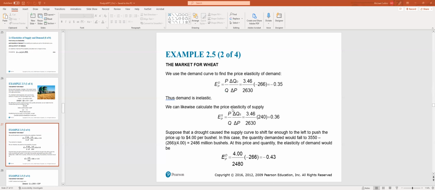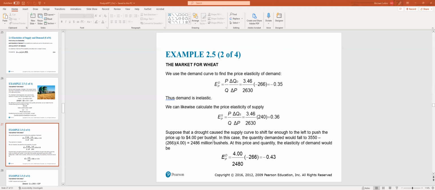We can likewise calculate the price elasticity of supply. The supply of wheat is also inelastic. If you think about that, that makes perfect logical sense. You can only get wheat of supply that you planted 6 months ago, right? So it's extremely difficult to bring on new supply. So in the short run, the supply of wheat is what it is, right? It's very inelastic.